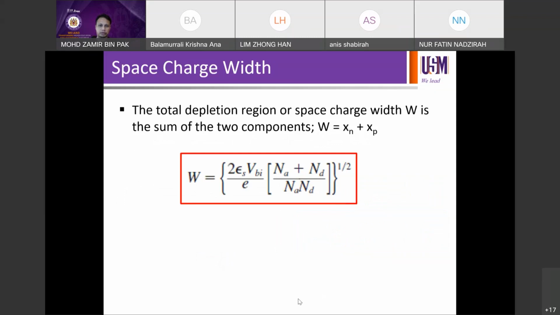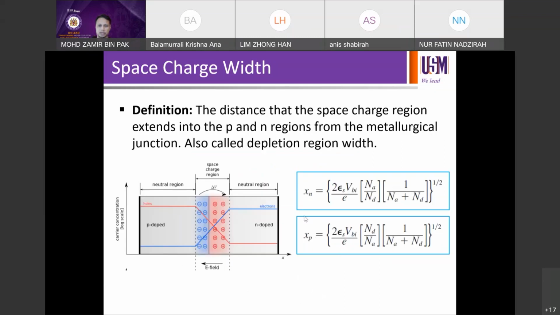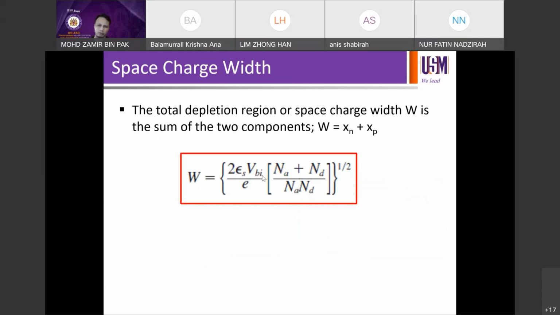The total depletion region or space charge width W is the sum of the two components xn plus xp. And W can be further summarized into this. You can either use this equation or you can use each and combine. Either one is fine, right? This one is obviously a lot easier because you just have to do a single calculation, right?